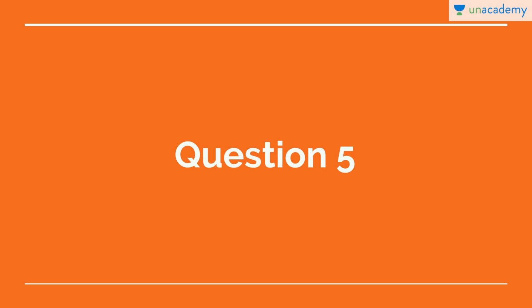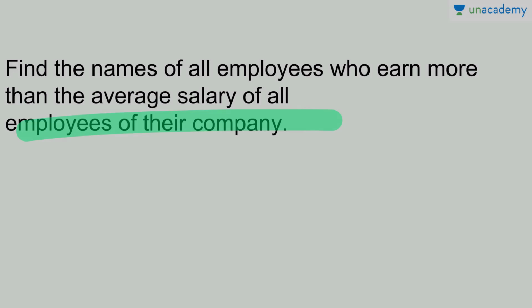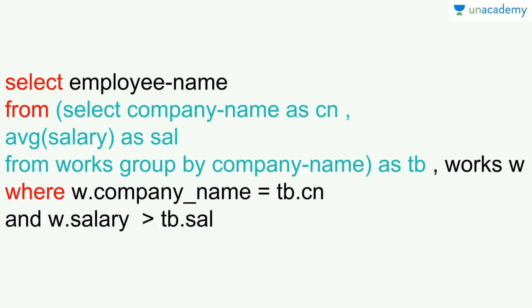Okay, moving towards the fifth question. Find the names of all the employees who earn more than the average salary of all the employees of their company. Okay, so first we have to find the average salary of that company and check which employees in that company are earning more than that salary. Okay, and we have to do this for every company. So we'll group by company. Okay, moving toward the query.